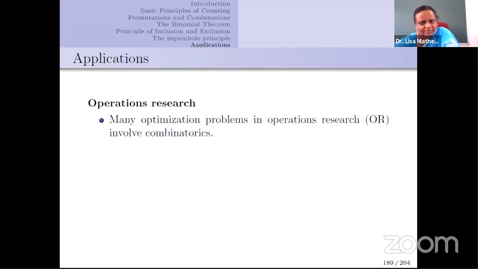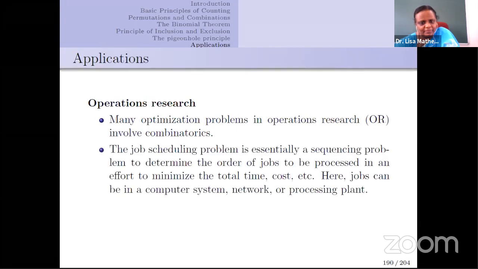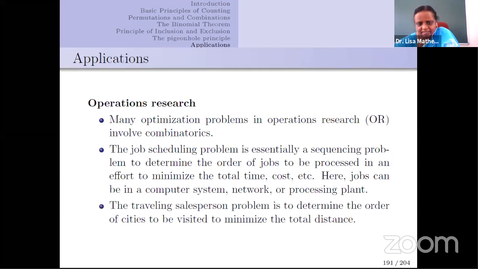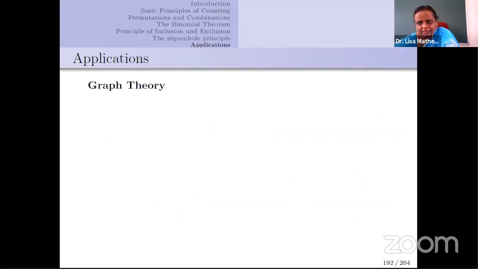Many optimization problems in operations research involve combinatorics. The job scheduling problem is essentially a sequential problem to determine the order of jobs to be processed in an effort to minimize the total time, cost, etc. Here, the jobs can be in a computer system, network, or a processing plant. Now, the traveling salesman problem tries to find the order of cities to be visited in order to minimize the total distance.